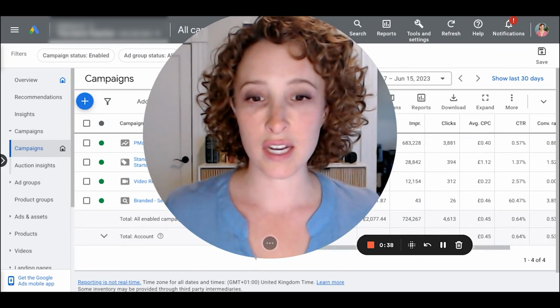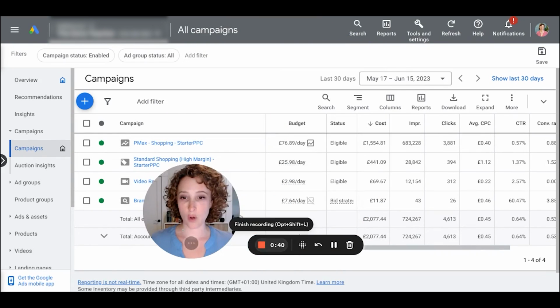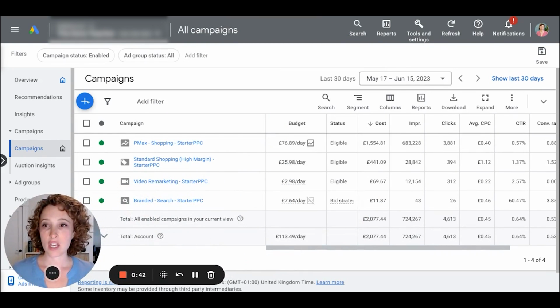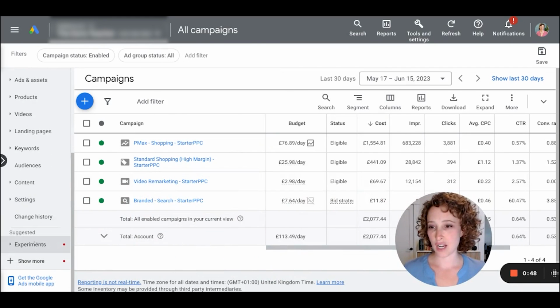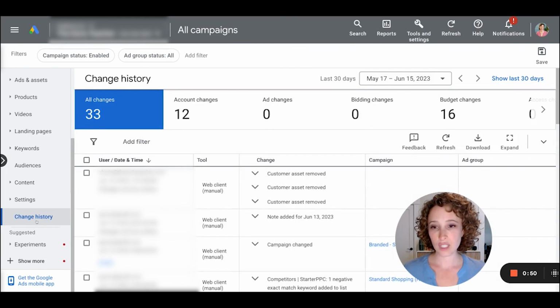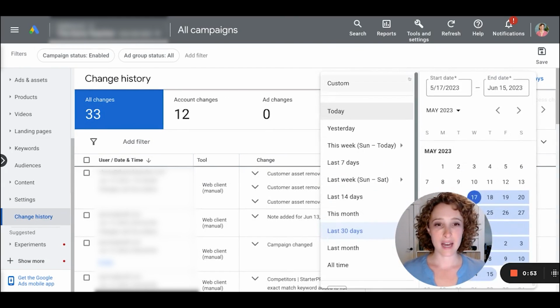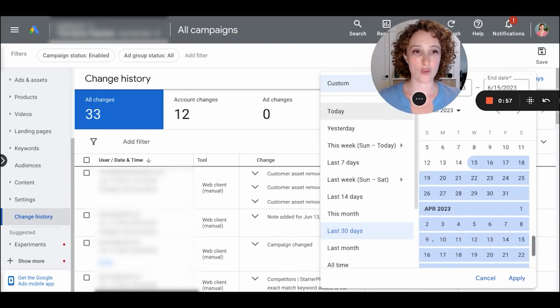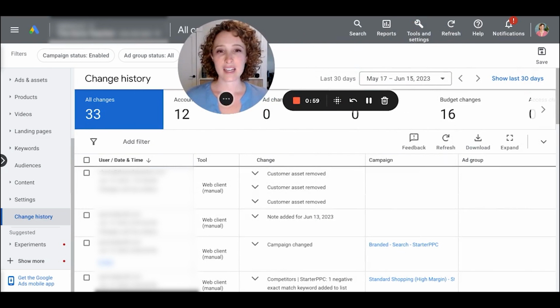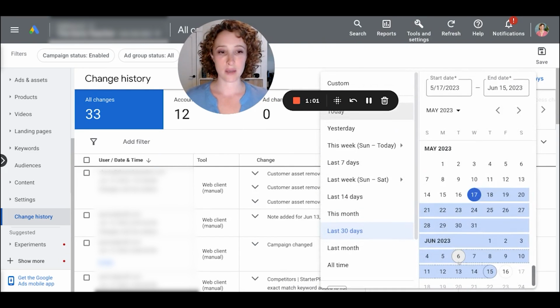But first, let's just look at an example so everyone knows what we're talking about. We're all on the same page here. So this is one of our clients, and what I'm going to do is head over to the change history here on the left. And I'm just going to look back in time through a couple of months because I want to find an example of when we applied the target ROAS or target CPA settings.